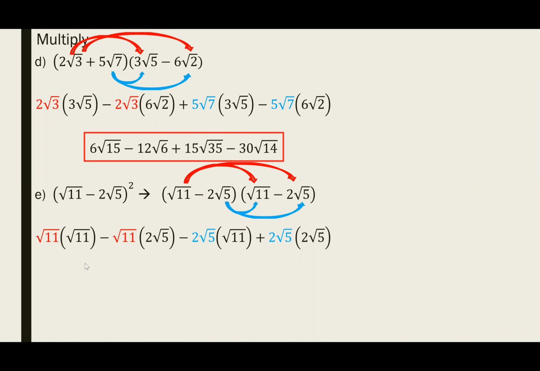And do you agree that, again, let's do it step by step. 11 times 11 on the inside gives me square root of 121. 2 times 1 gives me 2, 5 times 11 gives me 55. 2 times 1 is 2, square root of 5 times square root of 11 gives me square root of 55. And 2 times 2 is 4, 5 times 5 is 25. Everybody see that I just take the outside times the outside, the inside of the square root times the inside of the square root.